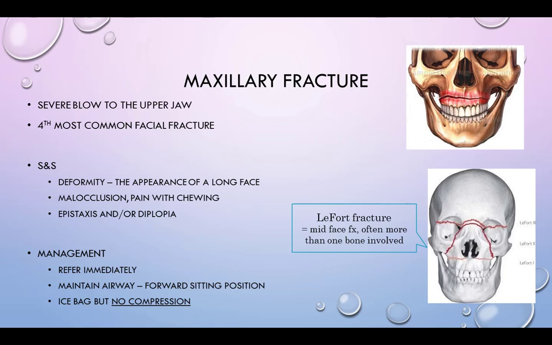Maxillary fractures occur from a severe blow to the upper jaw. They are the fourth most common facial fracture. Signs and symptoms include deformity or the appearance of a very long face, malocclusion, which is where the teeth do not meet properly, pain with chewing, and epistaxis and/or diplopia. Management should include immediate referral to a physician, having the athlete sit forward to maintain the airway. If an athlete leans back, the blood may go down the throat and into the stomach. When blood enters the stomach, there's a good possibility of vomiting, which wouldn't feel very good with a fracture. You can also apply an ice bag, but do not compress the injury.